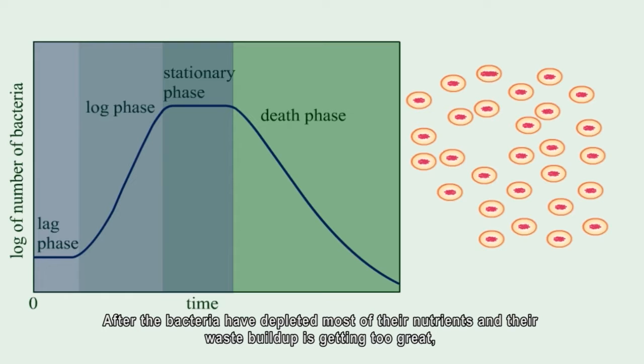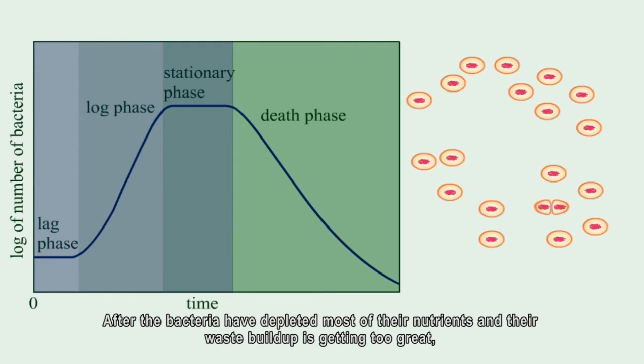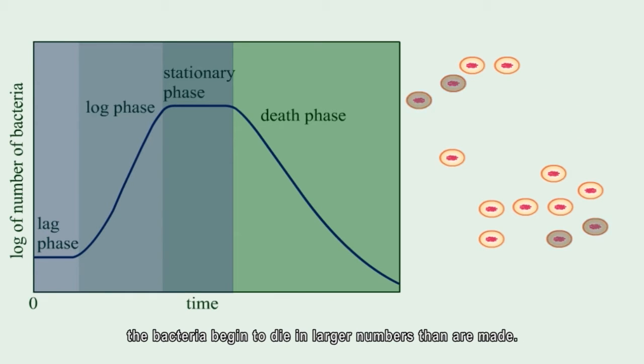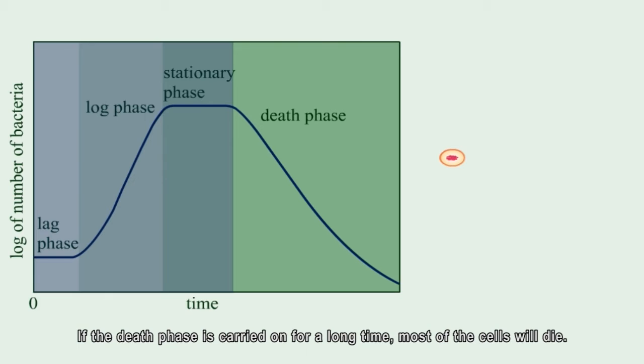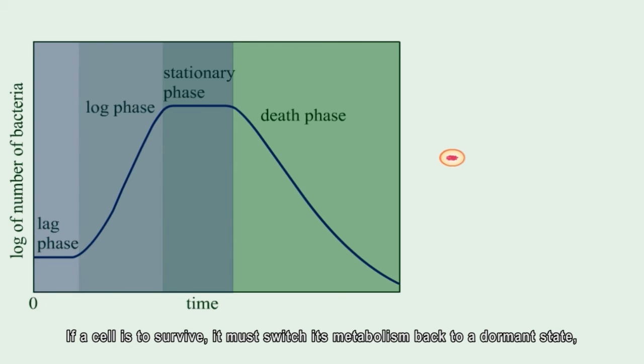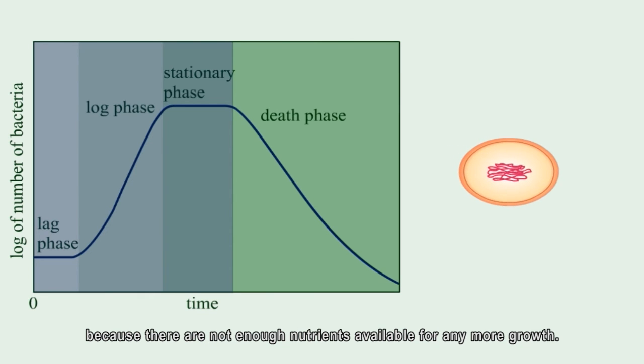After the bacteria have depleted most of their nutrients and their waste buildup is getting too great, the bacteria begin to die in larger numbers than are made. If the death phase is carried on for a long time, most of the cells will die. If a cell is to survive, it must switch its metabolism back to a dormant state because there are not enough nutrients available for any more growth.